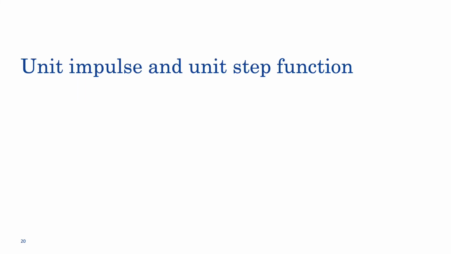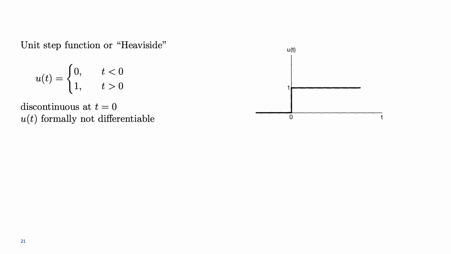Okay, let us now introduce the unit impulse and the unit step. These are the last two types of signals we will see today, but they are basic signals of great importance in the analysis of signals and systems. So let's know more about them.